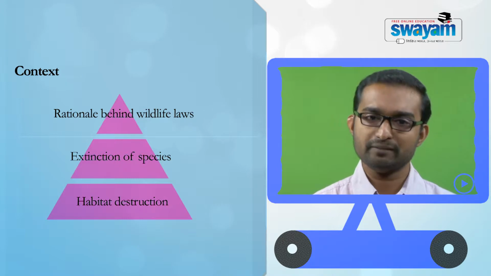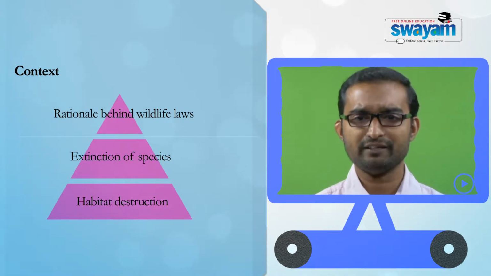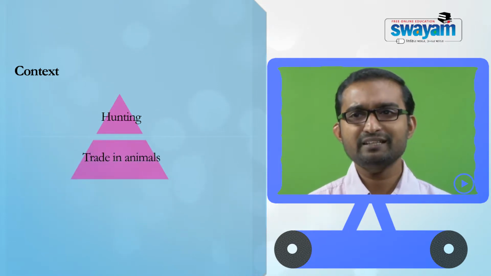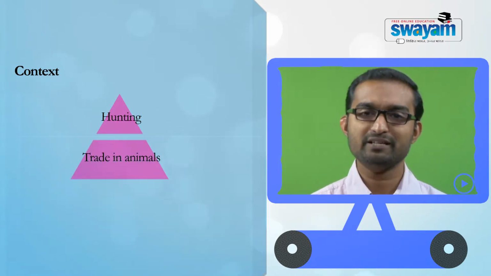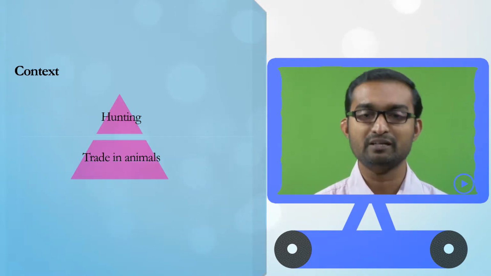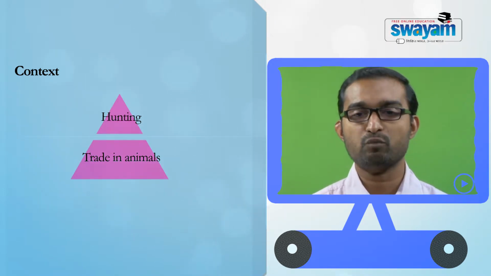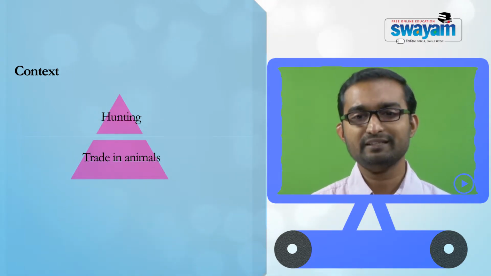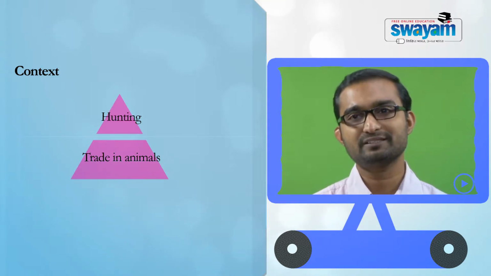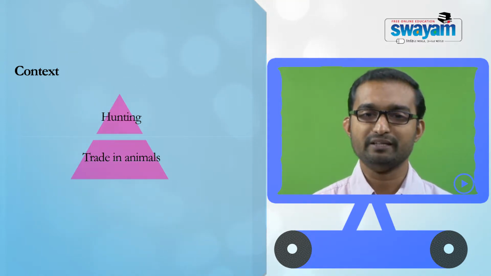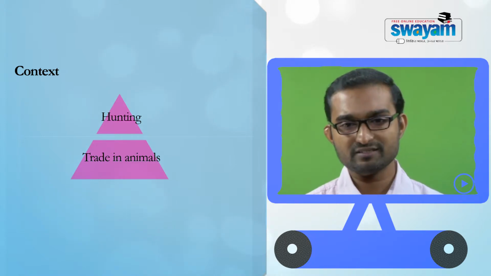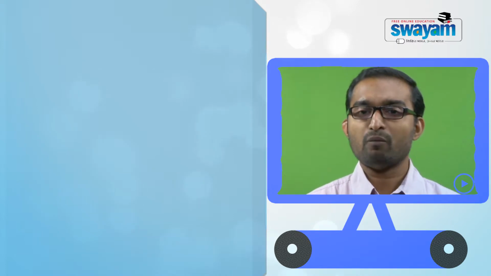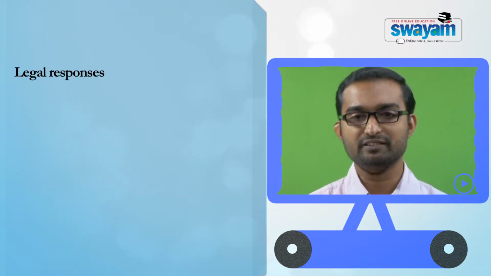Another major factor affecting wildlife in India is hunting and also trade in animals. Trading in animals and animal products has been a major reason, even at the international level, that affects the overall health of wildlife, and that's also the case in India. So these are the three major reasons why wildlife law in India has been developed: habitat destruction, hunting, and trading in animals. So what has been the legal response to address these problems?